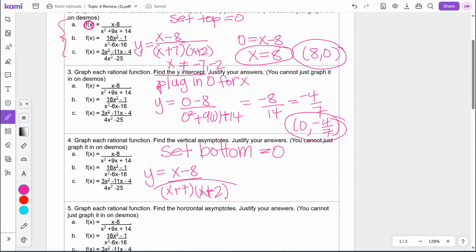And I'm just going to set the bottom equal to 0 because vertical asymptotes help me figure out where the function's undefined. Well, setting the bottom equal to 0 helps me figure out where the function is undefined. And if we had a factor that canceled, that would actually be a hole.